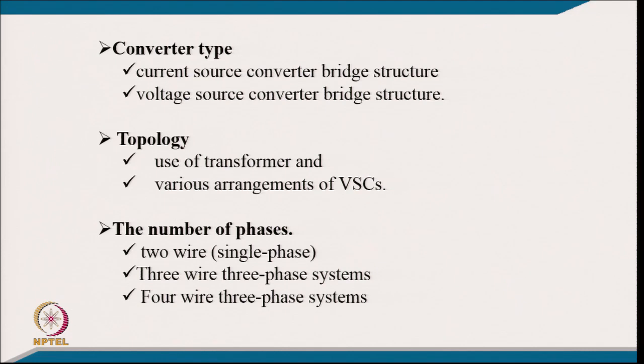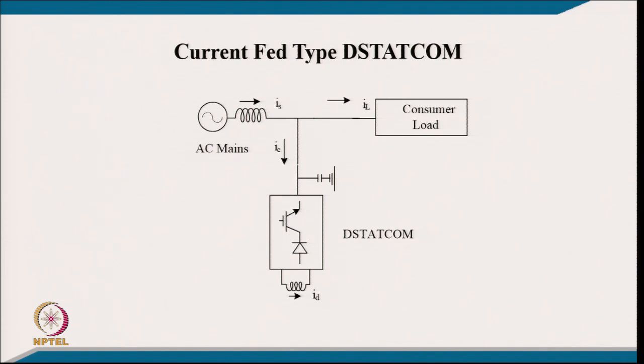So, you would like to do neutral current compensation also. That is the typical difference. So, coming first to the converter based classification, you can use the current fed or current source fed D-STATCOM.